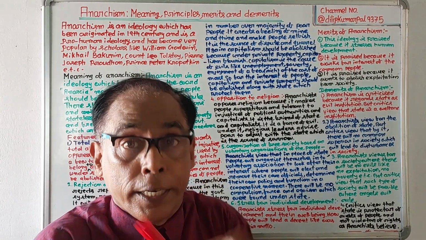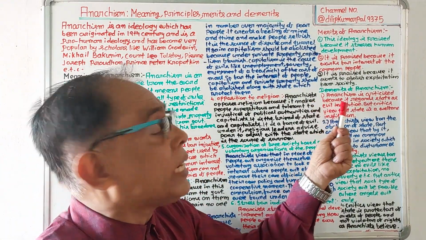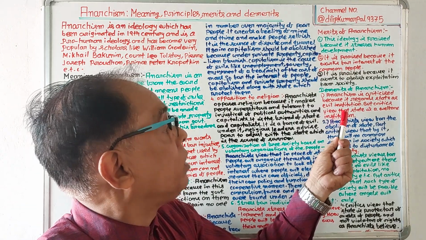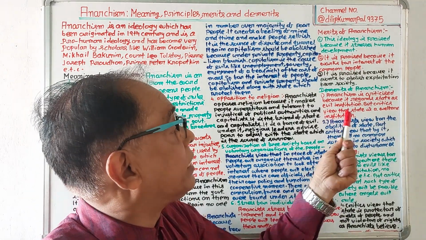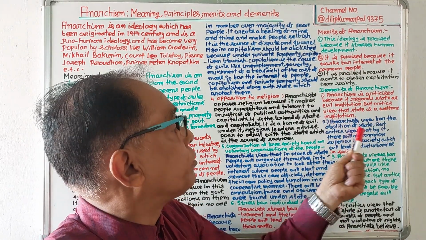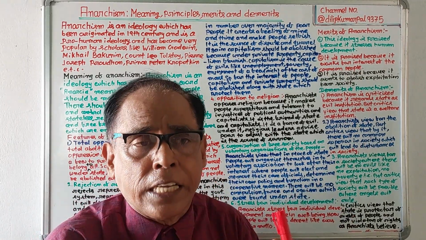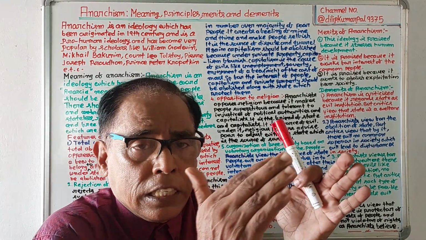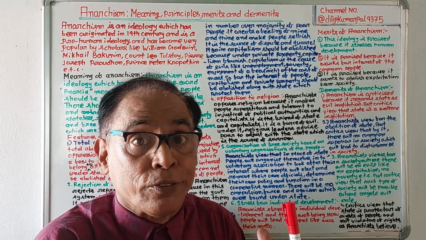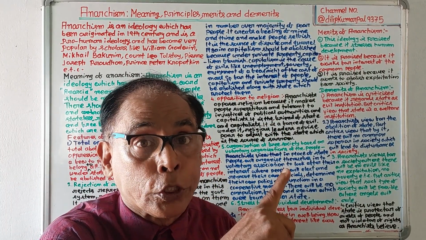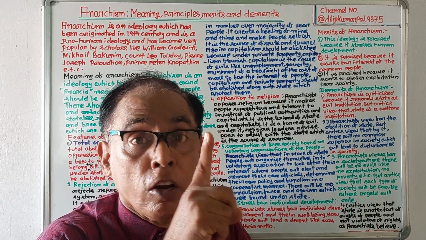Now we'll discuss demerits. Anarchism is criticized because it regards state as an evil institution, but critics view that state is not an evil institution, rather it is a welfare institution.